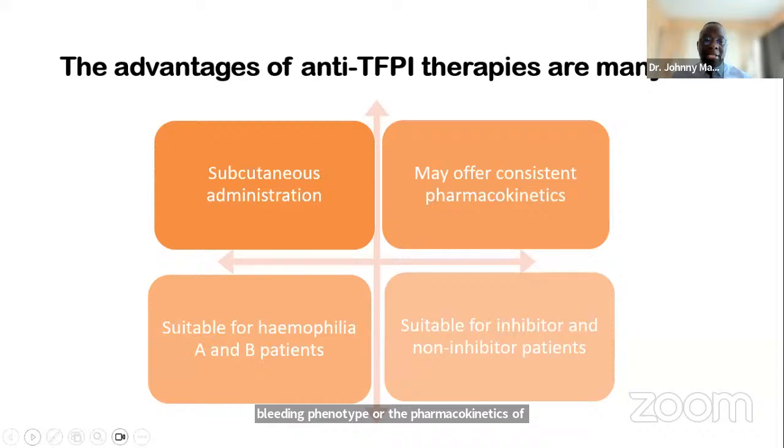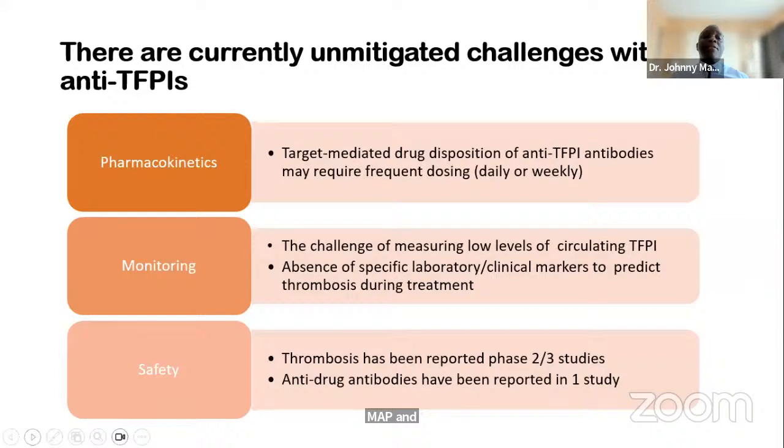Maybe one could take a pause and try and summarize what are then the advantages of anti-tissue factor pathway inhibitor therapies. And I've tried to be simplistic here. Of course, they are all administered subcutaneously as opposed to the intravenous route of administration of replacement therapy. And we understand that they may offer consistent pharmacokinetics as opposed to the peaks and troughs that one sees in the replacement therapy. They are suitable for inhibitor and non-inhibitor patients, which is unique. And of course, they are suitable, as demonstrated by the data from both the mestasimab and concizumab, for both hemophilia A and B therapy theoretically, even though I've not presented to you today the whole data set, which will be published soon.